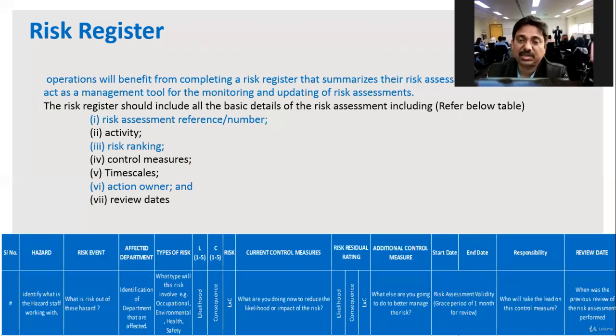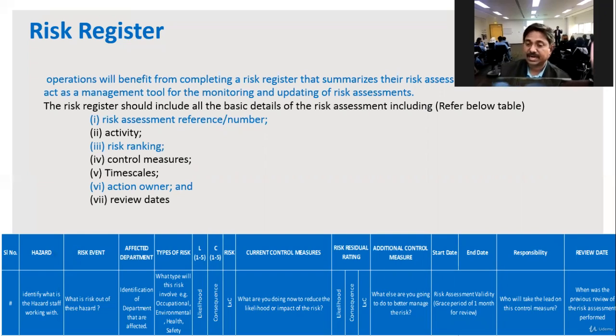So risk register is a register where you are enlisting all high risk activity and its control measures and its affected department, what kind of hazard it can provide and what risk it is producing, and type of risk in that. For example, occupational and environmental safety, and likelihood and consequence multiplication is a risk factor, L into C. The current control measure is what you are doing. Before applying these control measures, how the risk was, the initial risk assessment is that. Then after current control measure, you are doing a residual risk rating. That is a risk assessment.